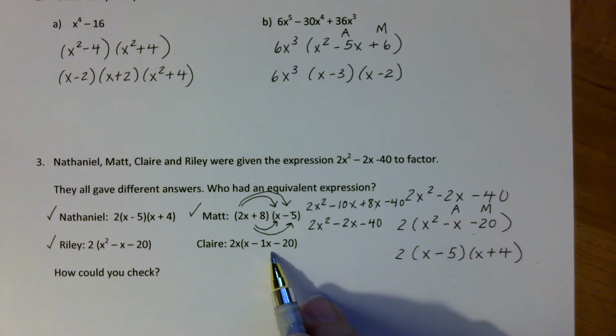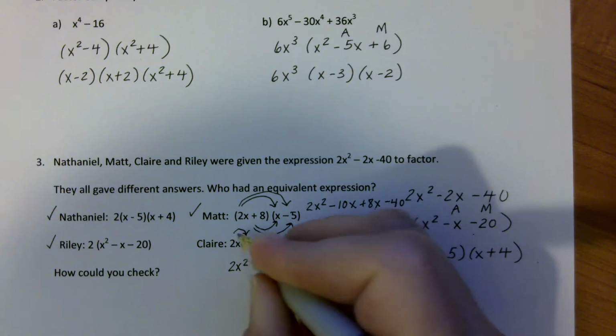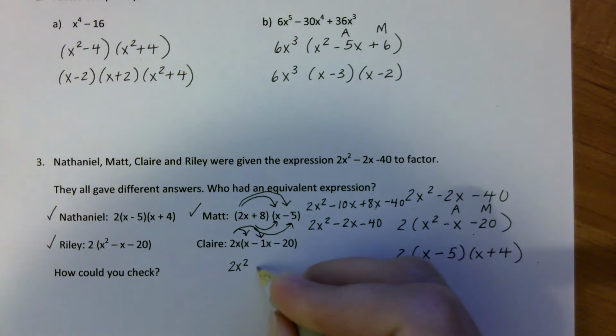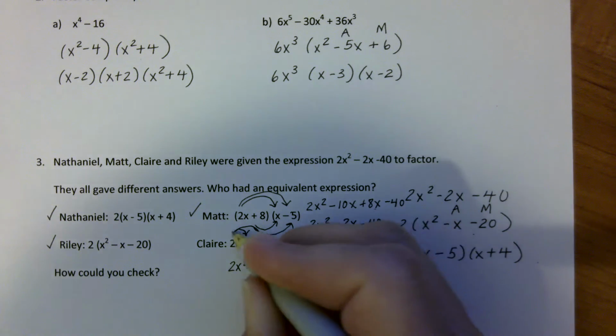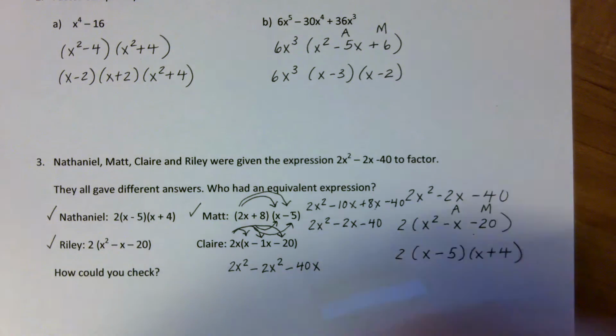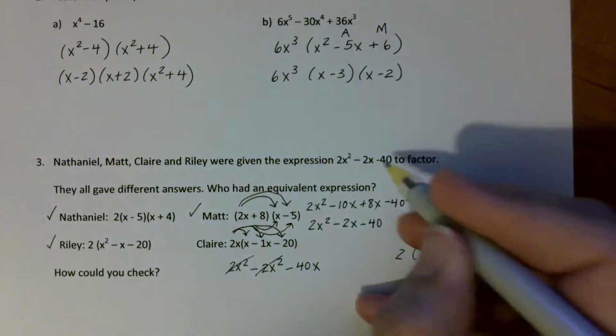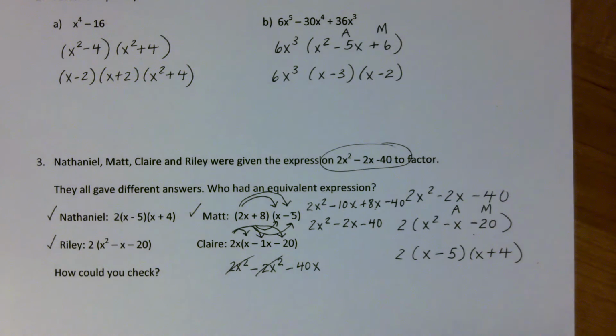So what Matt had done is he had factored before taking out the GCF. But this is still equivalent. It still will have the same value. Let's see what happens when I distribute Claire's. 2x times x is 2x squared. 2x times -x is -2x squared. And 2x times -20 is -40x. When I combine like terms, I'm left with -40x. And that is not equivalent to this.